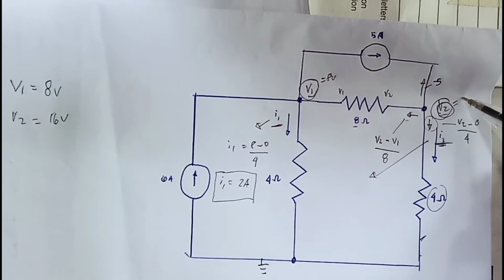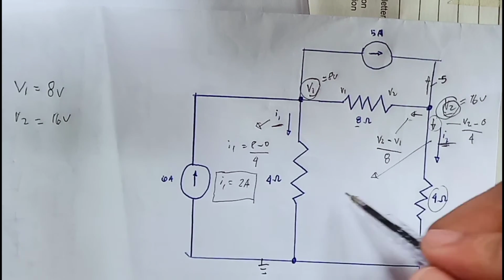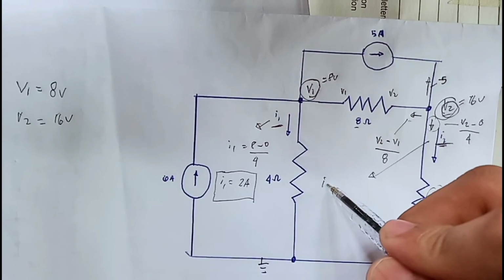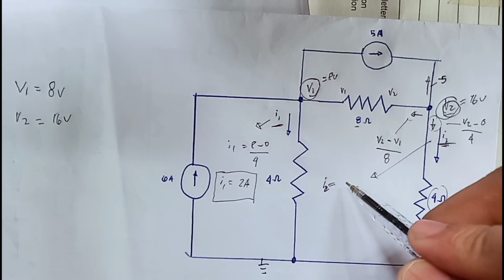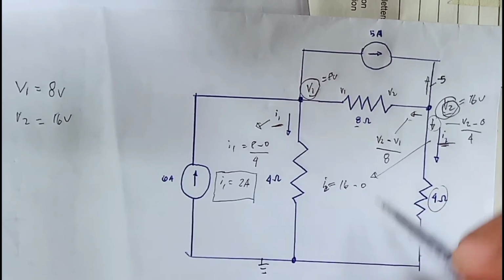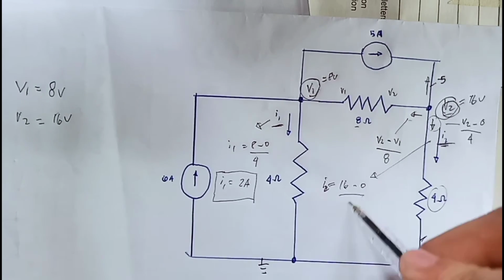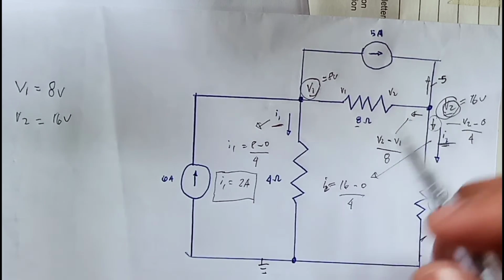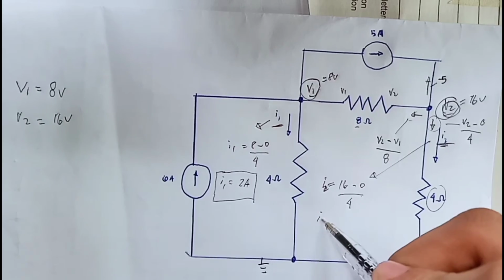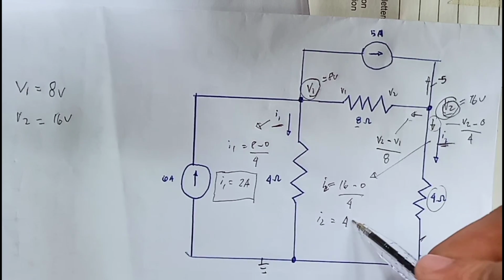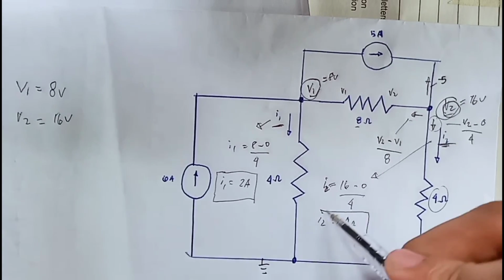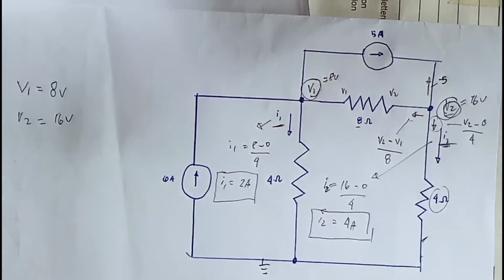Here at V2, the other side is 0 and the one side is 16 volts. So I2 equals 16 volts minus 0, the ground, divided by the 4 ohm resistance. 16 divided by 4 is 4 amps. So I2 is 4 amps.